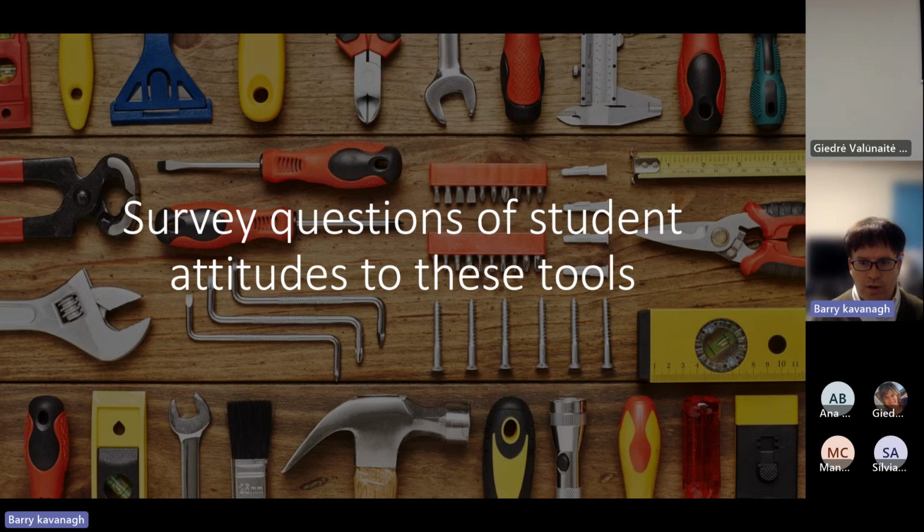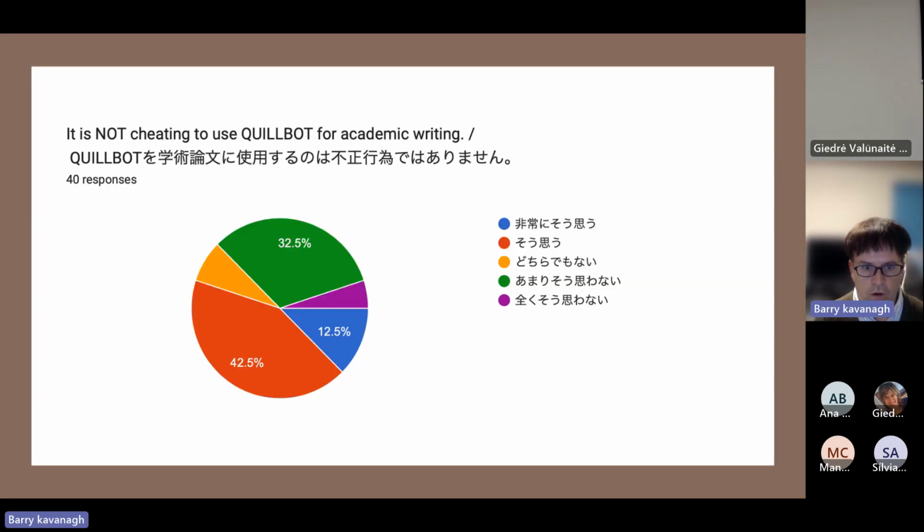So, survey questions of student attitudes to these tools. My apologies, it is in Japanese here, but blue is strongly agree, red is agree, yellow neither agree nor disagree, green don't really agree, and purple don't agree at all. As you can see, for this question, not cheating to use Quillbot for academic writing, this was kind of a polarized response, but most of the students, so about 55%, agreed that it's not cheating to use Quillbot.